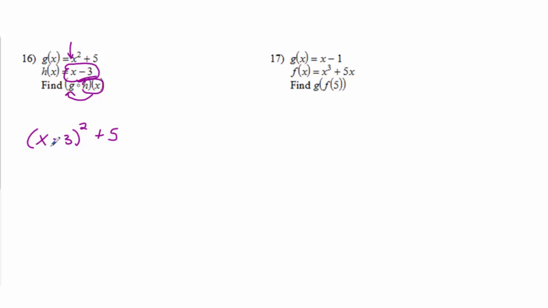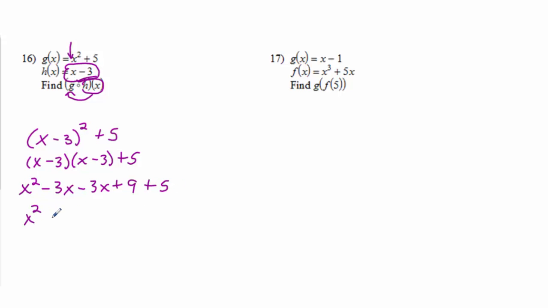So I need to simplify this. I need to actually do x minus 3 squared, which means I have to FOIL x minus 3 times x minus 3. So I get x squared minus 3x minus 3x plus 9. And I've still got that plus 5 the whole time. And then I can add like terms. The x's will add together, the numbers will add together. So I have x squared minus 6x plus 14.